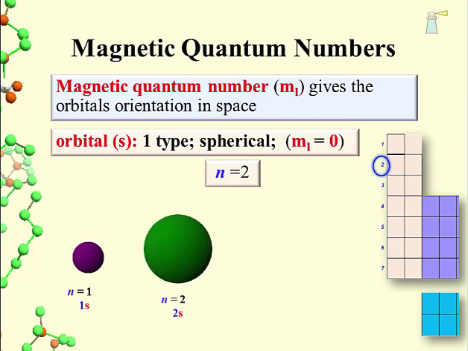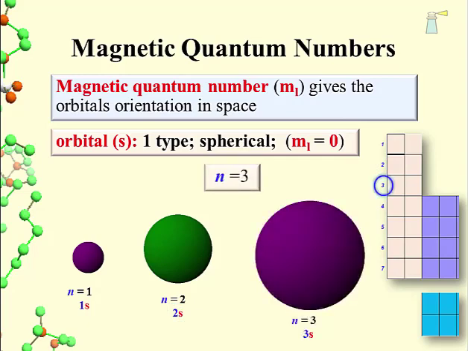For n equals 2, there is also an s orbital. It is called the 2s orbital. Note that while it is also spherical, it is larger than the 1s orbital. The n equals 3 energy level also has an s orbital. It is called the 3s, and it is spherical and larger than the 1s and 2s.